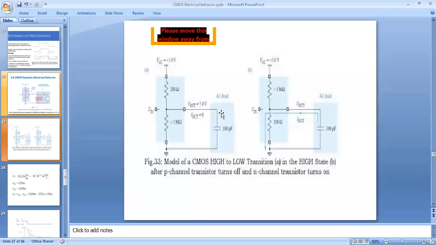Now put aside heading. Calculation of fall time.